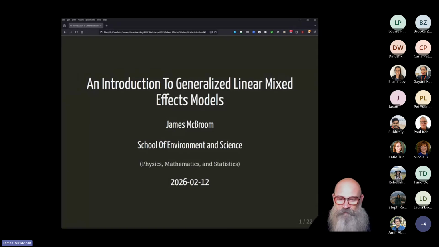Okay, welcome everyone to this afternoon's workshop on an introduction to generalized linear mixed effects models. For those of you who don't know me, my name is James McBroom. I'm a statistician and mathematician within the School of Environment and Science in the recently created new academic group known as Physics, Mathematics and Statistics.